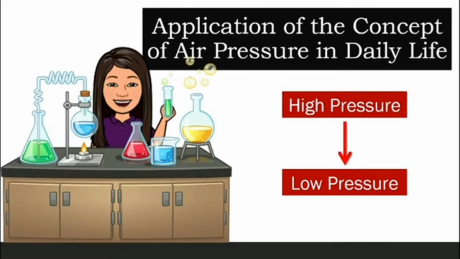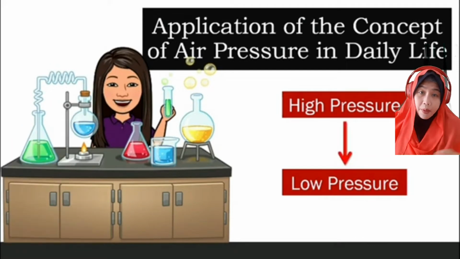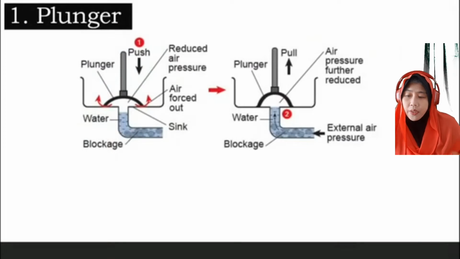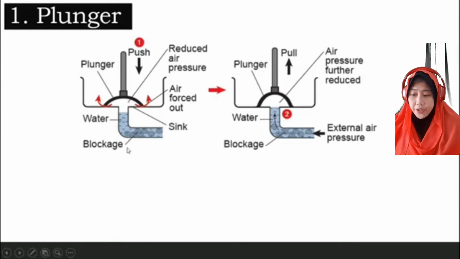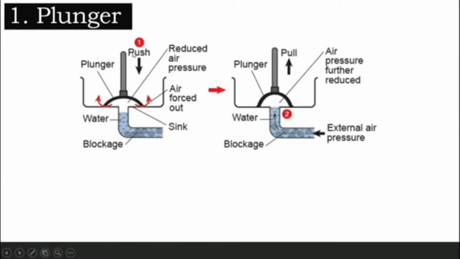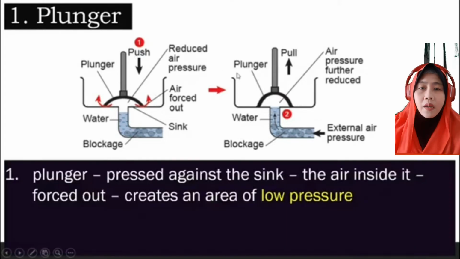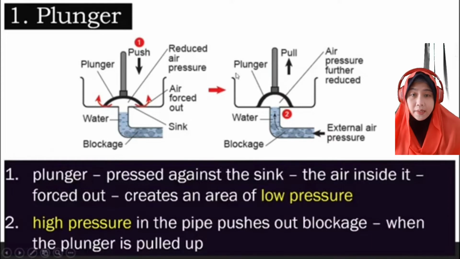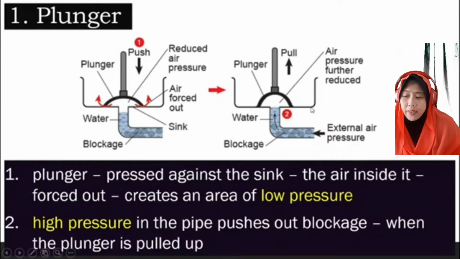Now let's look at the plunger. Can you see the plunger? So look at this. This is the plunger, one example of the application of air pressure. How do you use the plunger? First you push the plunger. When you push it down, what happened to the air inside? It will be forced out, creating a low pressure.